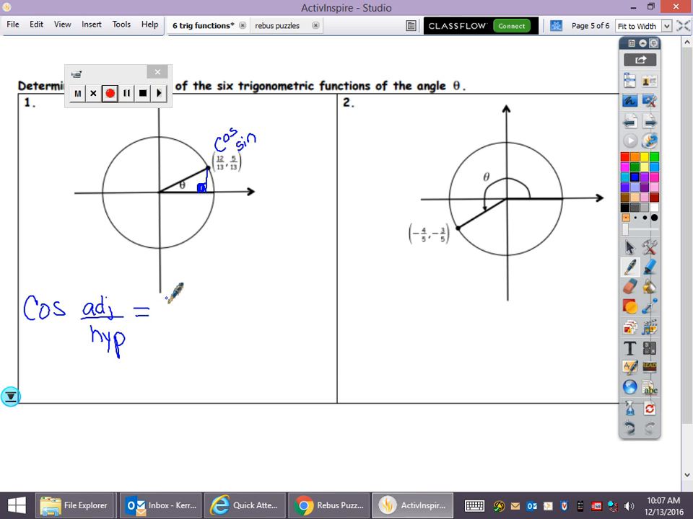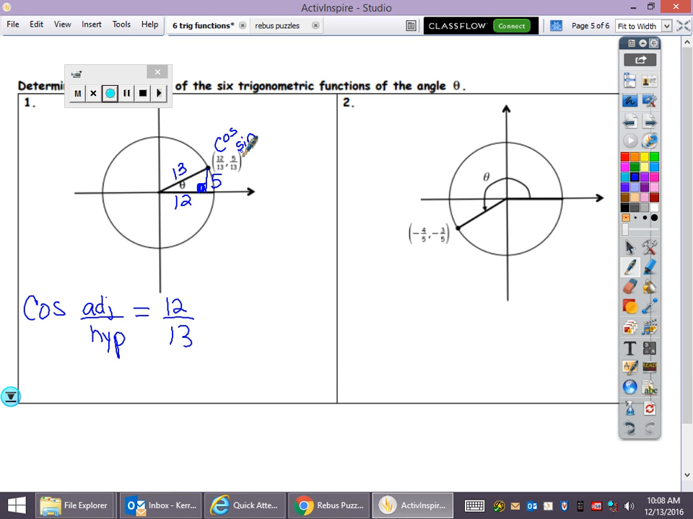Adjacent, 12 over 13. Where's the adjacent side? It's the x-axis. Good job. So this gets 12. The hypotenuse gets 13. What does the opposite side get? How do you know that? Sine is opposite over hypotenuse. Nice job. Okay? We good?